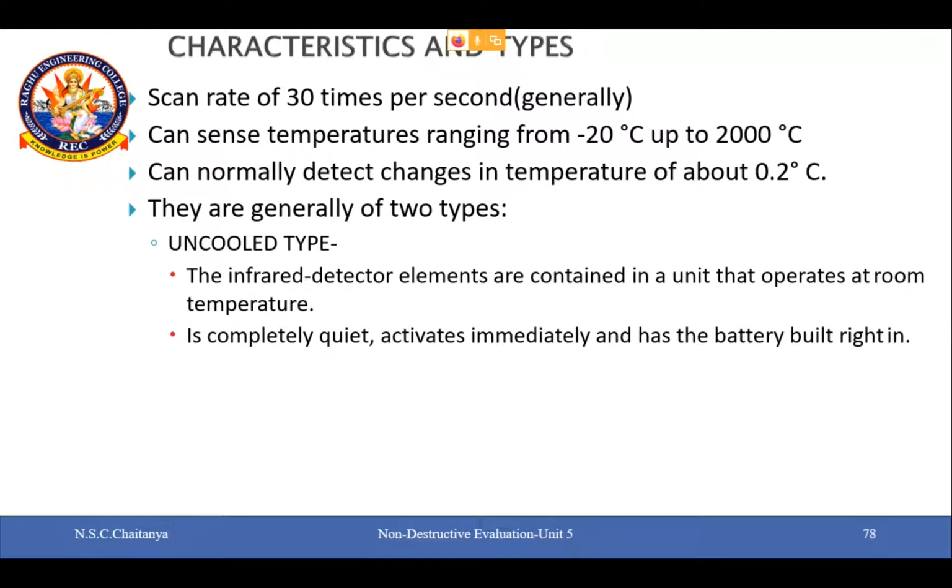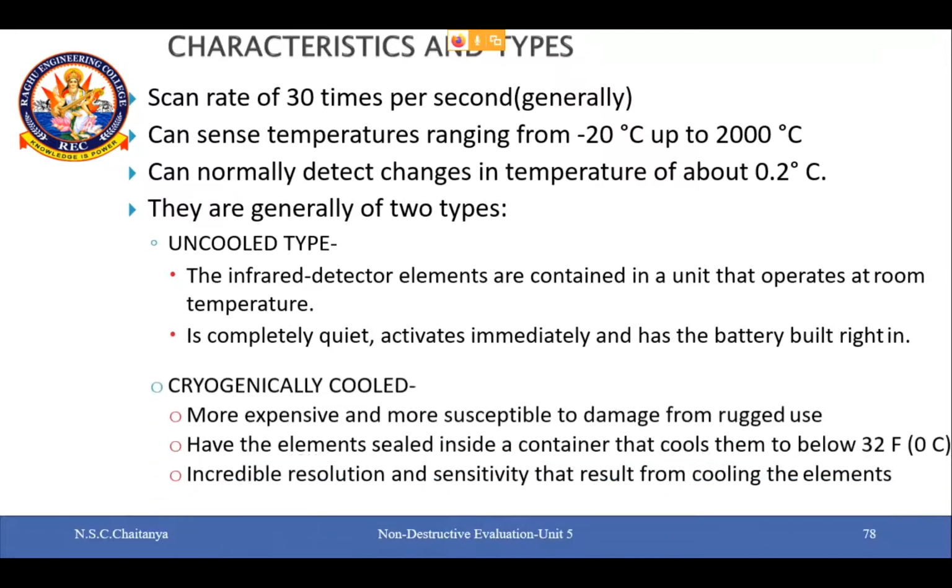Your uncooled type of infrared detector or infrared camera contains a unit that operates at room temperature. So this uncooled type of camera is capable of operating at room temperature. It is completely quiet. It does not make any noise. It activates immediately and has a battery built right in. That means it has an inbuilt battery available with it. So why don't we use this uncooled type? Whenever we require high accuracy, high precision, high clarity, we go for the cooled type.